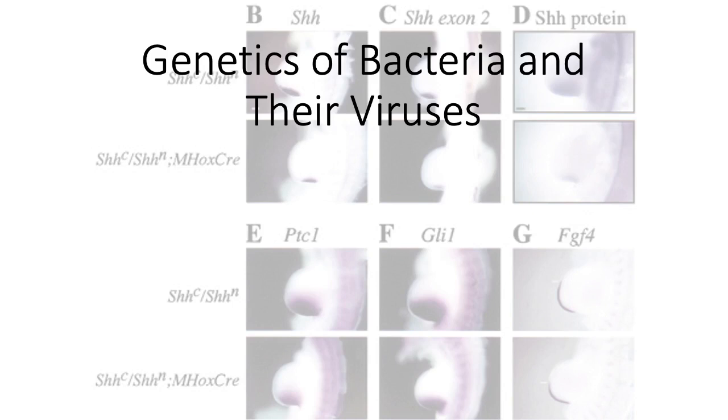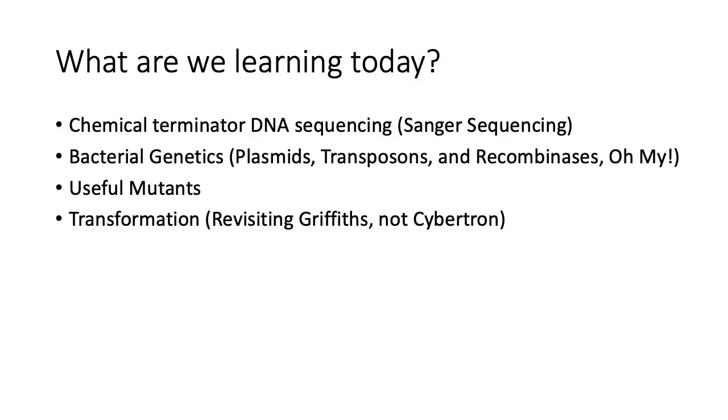But before we get onto that, we have a little bit of unfinished business from the previous lecture to get to. So we're going to start off with what's called Sanger sequencing. It is the most common type of DNA sequencing, or at least it was until about 5 years ago. And then we're going to get into bacterial genetics, some useful types of mutants, and transformation. But I want to get you started on DNA sequencing first.